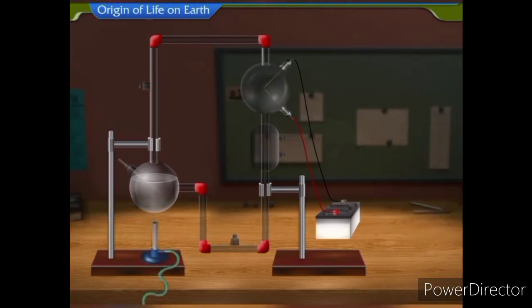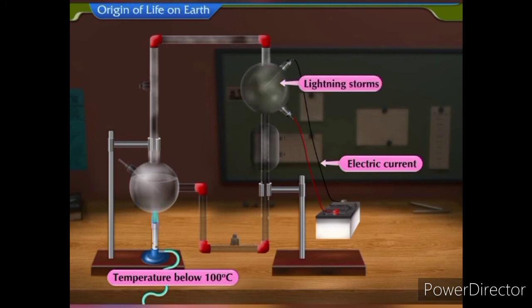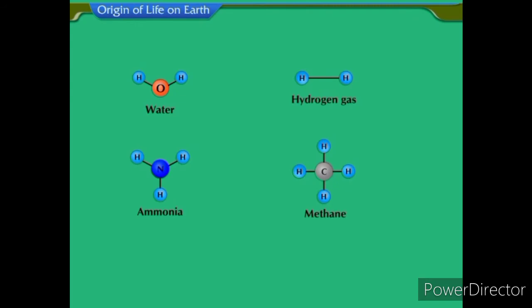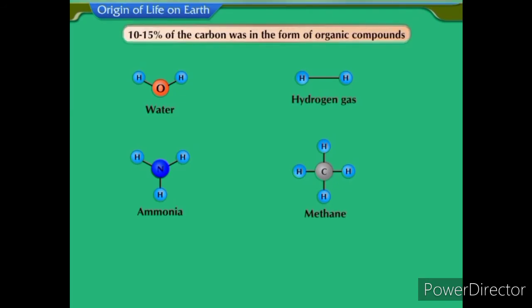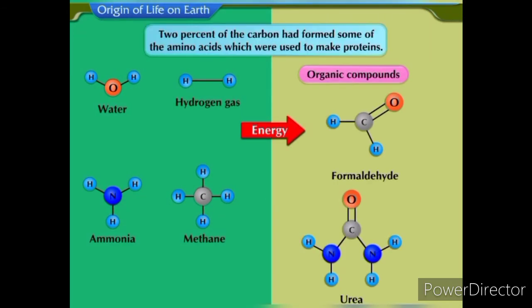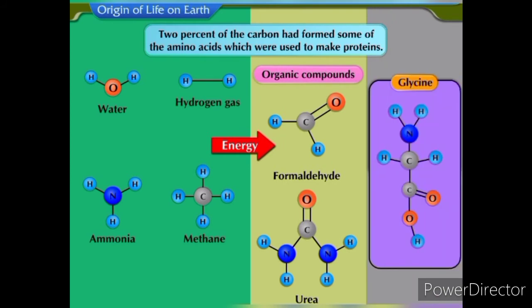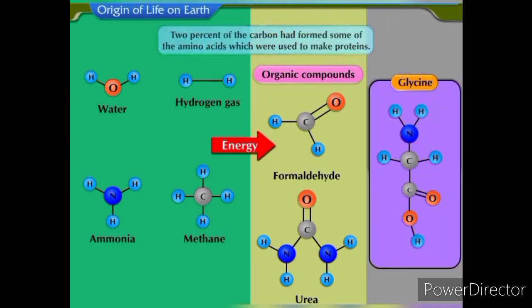They maintained the system at a temperature just below 100 degrees Celsius. They ran a continuous electric current through the system to simulate lightning storms. At the end of 1 week, Miller observed that as much as 10 to 15% of the carbon was now in the form of organic compounds. 2% of the carbon had formed some of the amino acids which were used to make proteins.